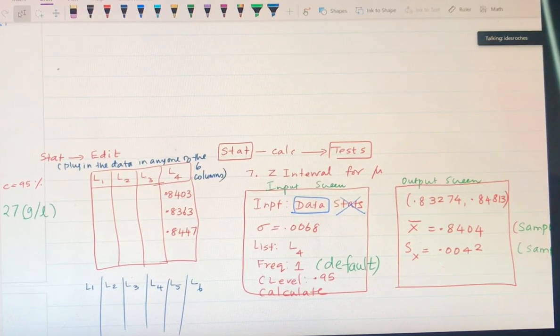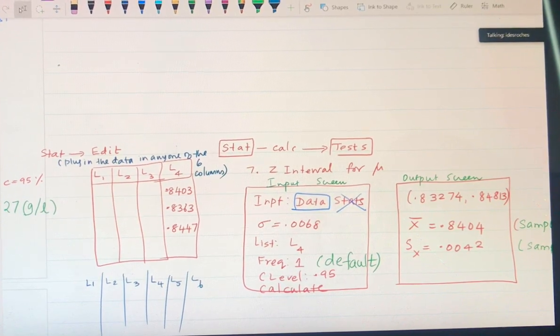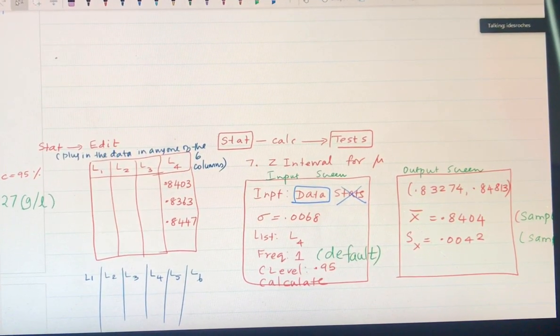Quick question about using data for these Z intervals. The frequency is always going to be 1, correct, as a default? Okay. That's right.